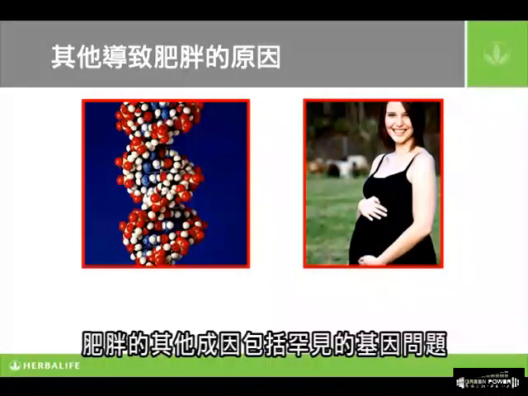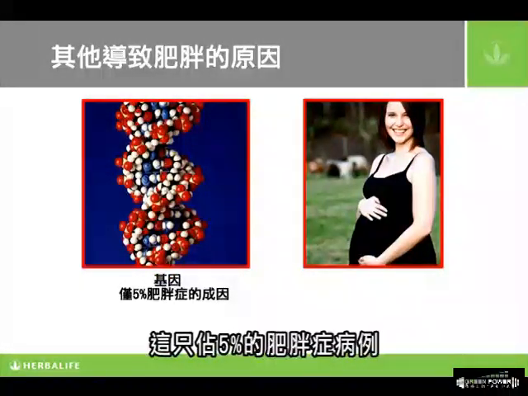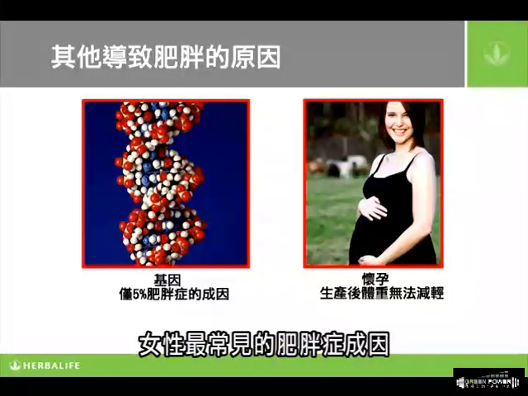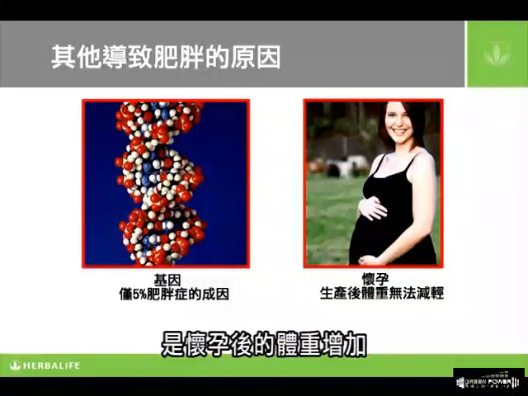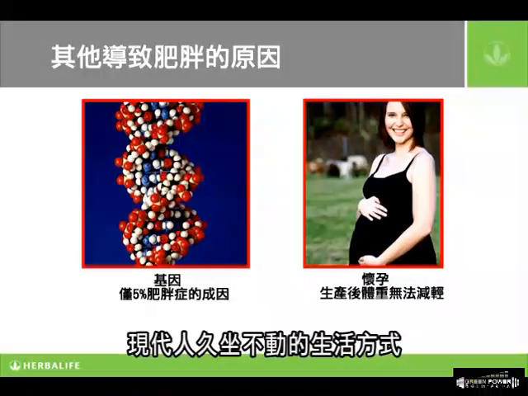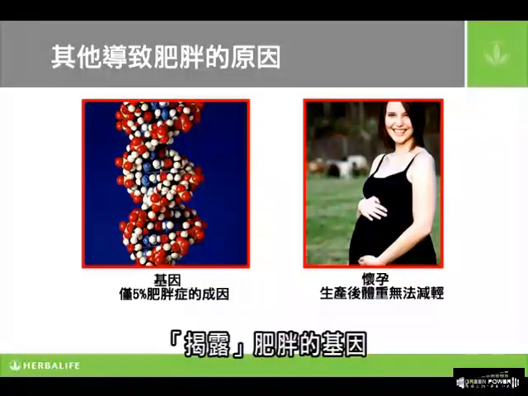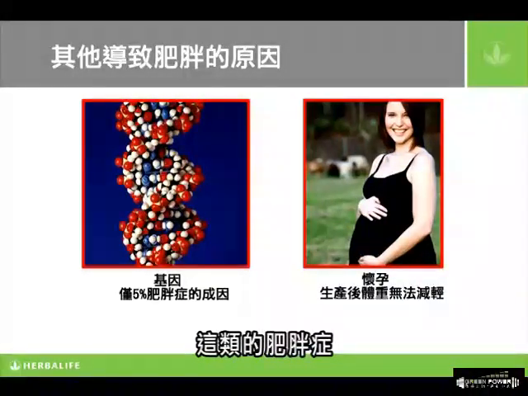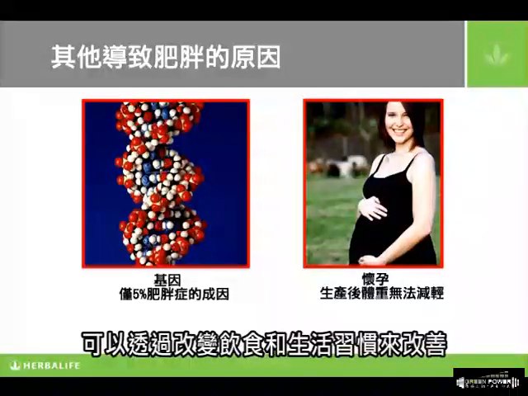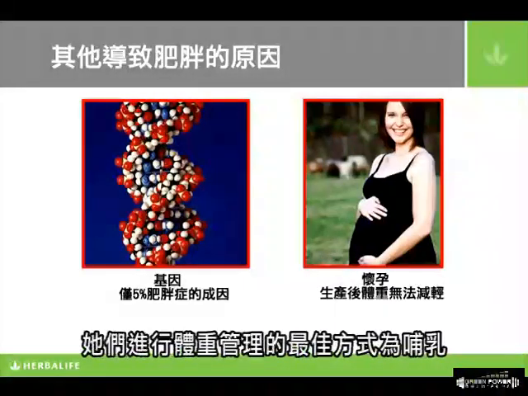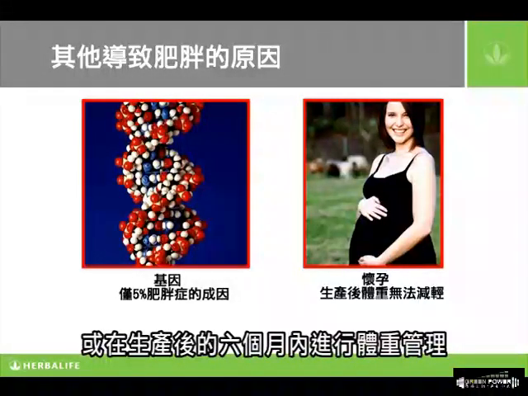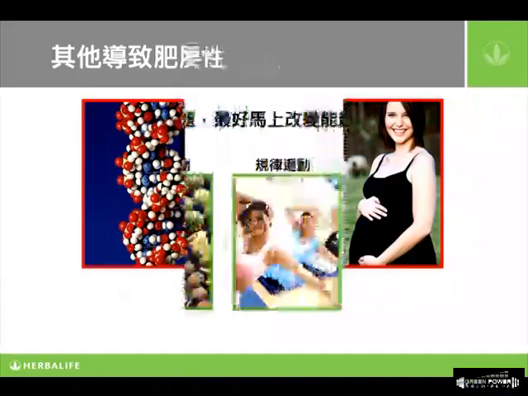Other causes of obesity include rare genetic conditions, which account for only 5% of obesity cases. The most common cause of obesity in women is post-pregnancy weight gain. The modern sedentary lifestyle, combined with a high-sugar, high-fat, and high-starch diet, has unmasked the genes for obesity. This type of obesity can be remedied with diet and lifestyle changes. As for new mothers, they can best lose baby weight by breastfeeding and/or dieting in the first 6 months following childbirth.